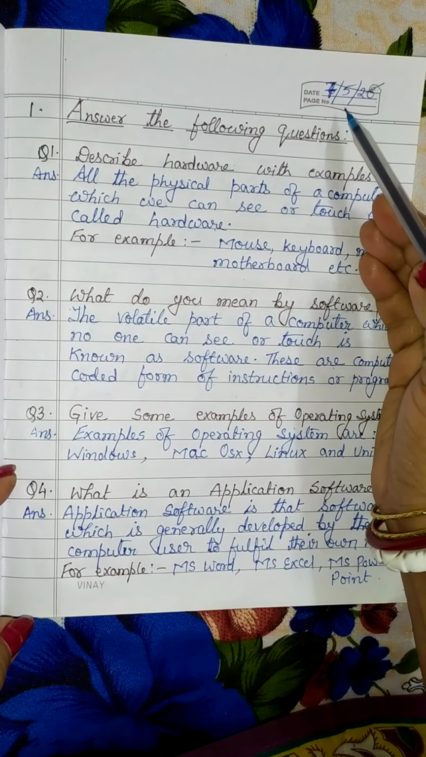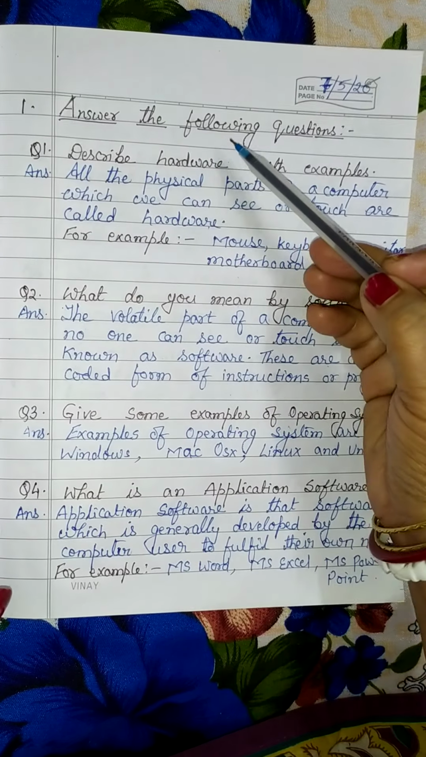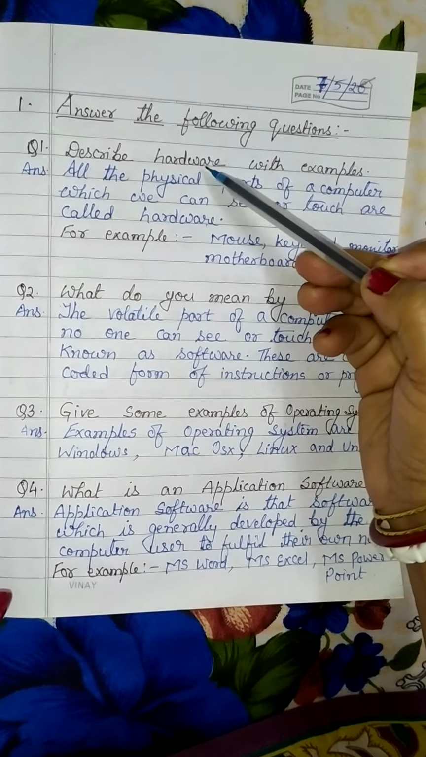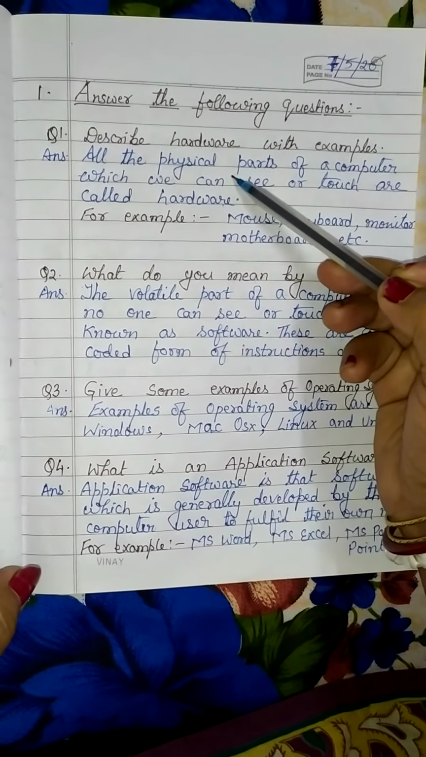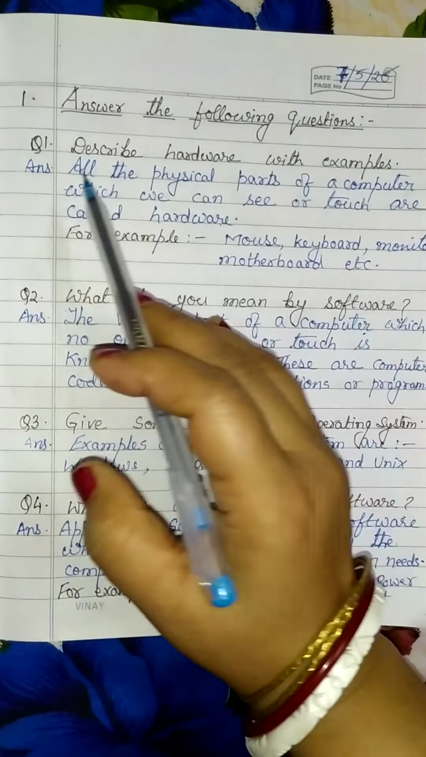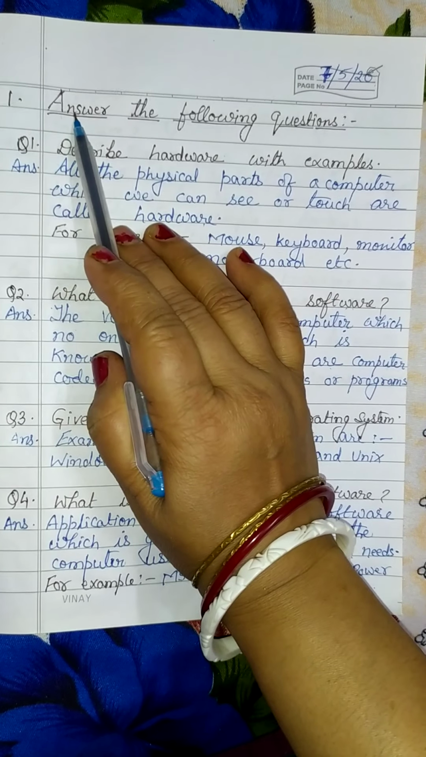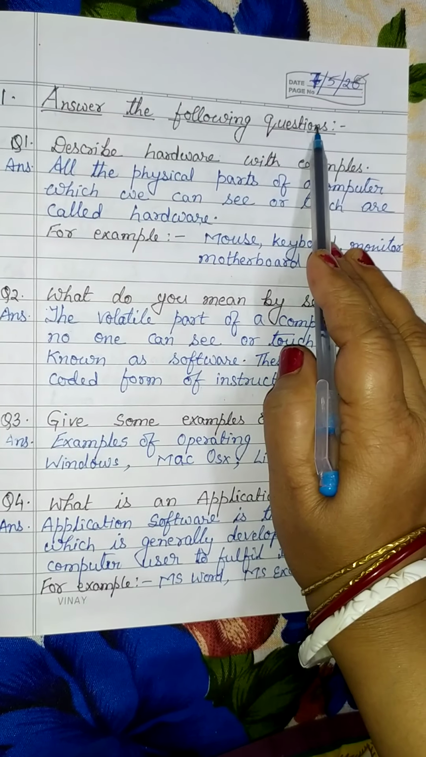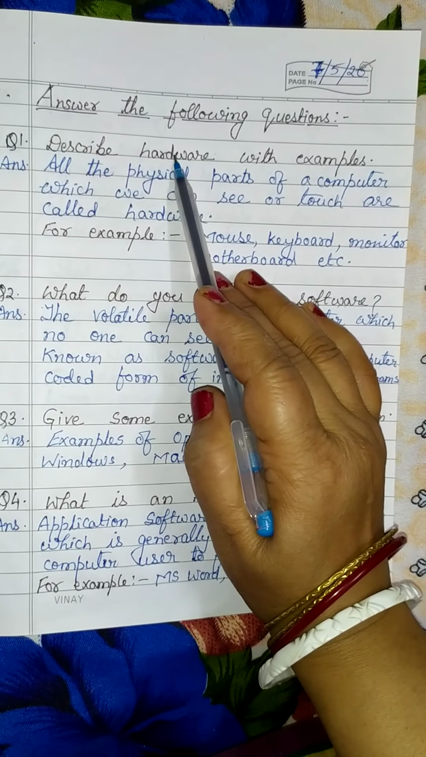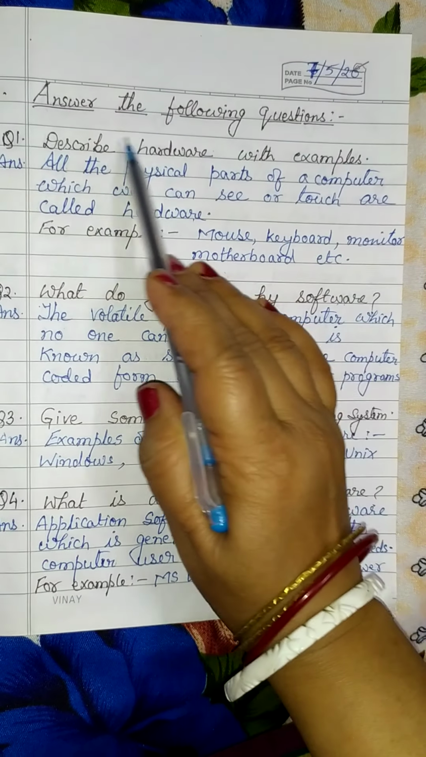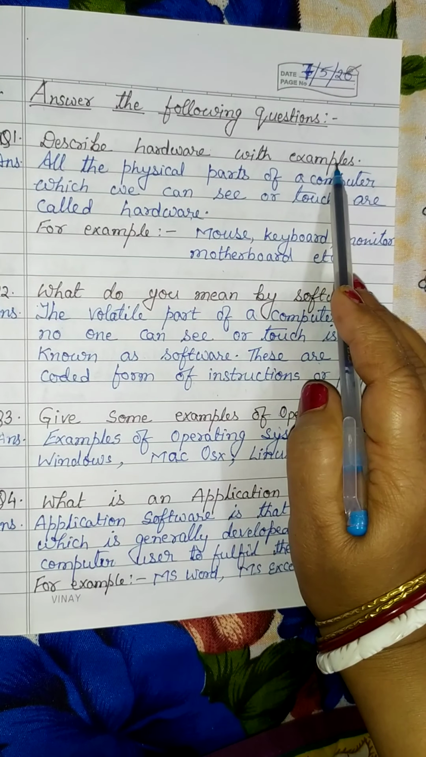But first of all, you have to mention the date on the right side of your copy. Then again, I am telling you that heading and questions must be with black pen, and you will write your answer with blue pen. Okay. Now, the heading you have to write with black pen, that is answer the following questions. Then leave a line. Then write question number 1. Describe hardware with example. Here you have to mention what is hardware and you have to give example also.